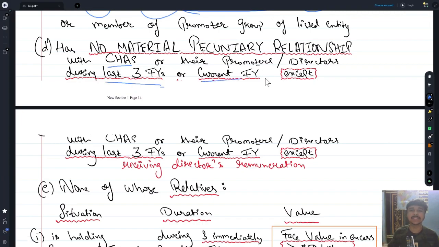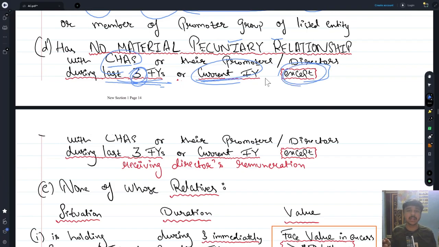Okay, what is a material pecuniary relationship? That has not been defined in our syllabus as of yet, but it generally means that you are deriving something substantial from the company. Say a huge amount of raw material is being procured from your firm, right? So you have no material pecuniary relationship with the CHAS, that is, company holding associate subsidiary, during the last 3, our lucky number 3, financial years or the current financial year, except what this will be.